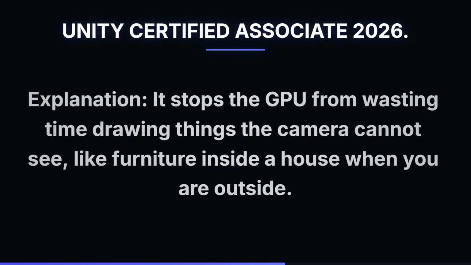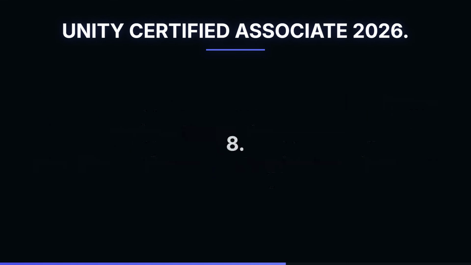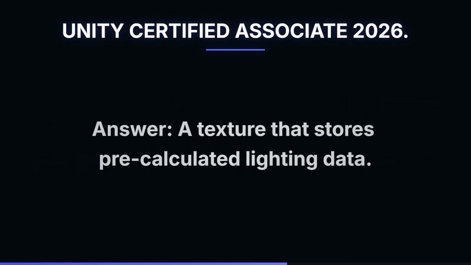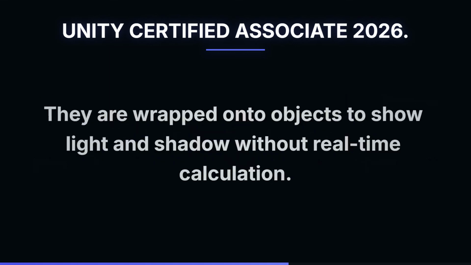Explanation: it stops the GPU from wasting time drawing things the camera cannot see, like furniture inside a house when you are outside. 8. What is a light map? Answer: a texture that stores pre-calculated lighting data. Explanation: light maps are the result of baking. They are wrapped onto objects to show light and shadow without real-time calculation.